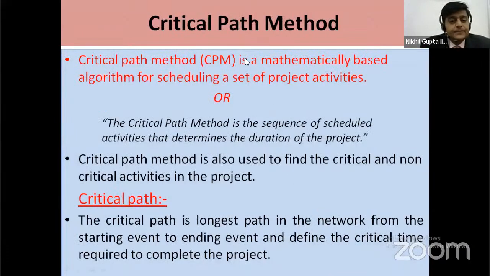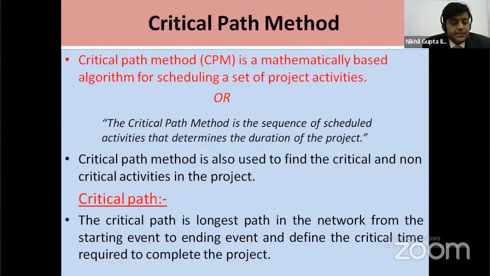Now, what is the critical path method? Basically, the critical path method, CPM, is a mathematically based algorithm for scheduling a set of project activities. In other words, we can say the critical path method is the sequence of scheduled activities that determine the duration of any project. And a critical path is also used to find the critical and non-critical activities of any kind of project.